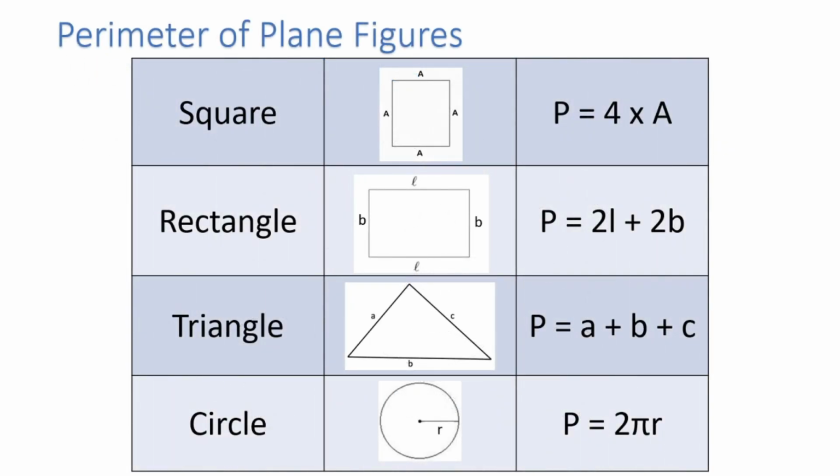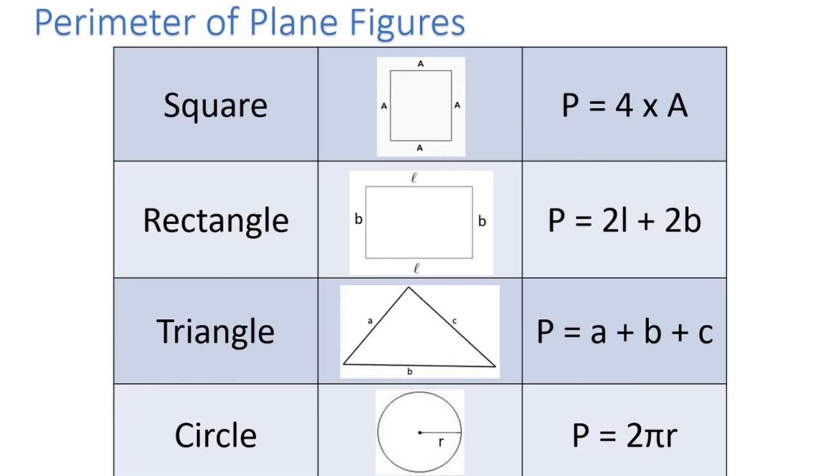So here, let's see how to calculate the perimeter of some simple plane figures like the square, rectangle, triangle and circle. In a square, all the four sides are equal. So you can calculate the perimeter of a square by adding the four sides. In this case, the length of one side of a square is A. So A plus A plus A plus A gives the perimeter of a square. Simply you can say the perimeter of a square is 4 times A, that is 4 times one side.